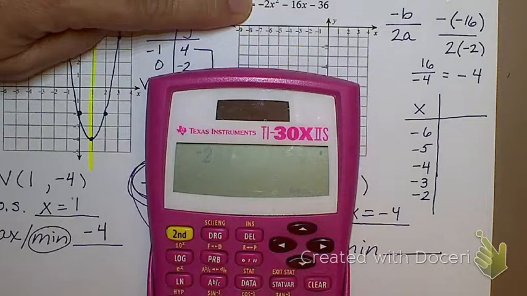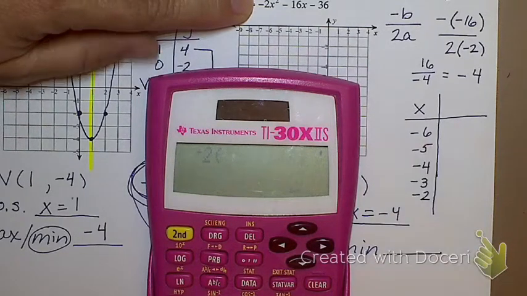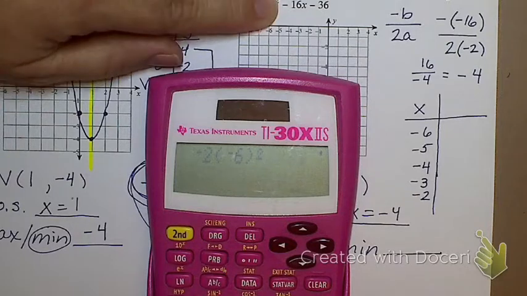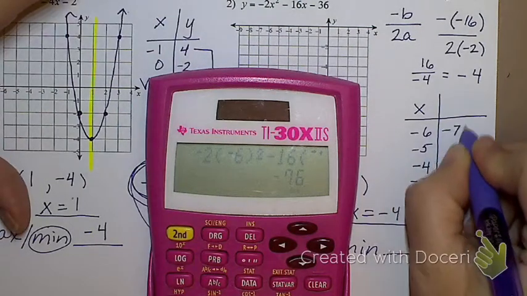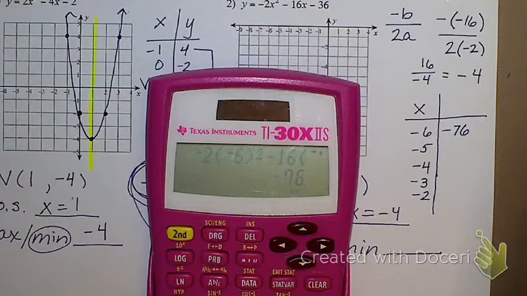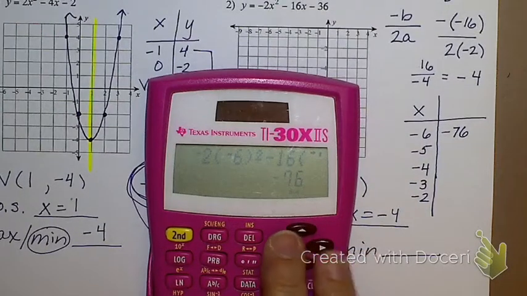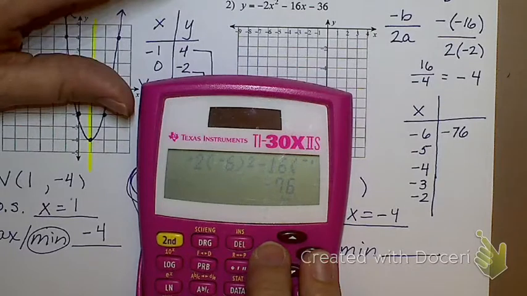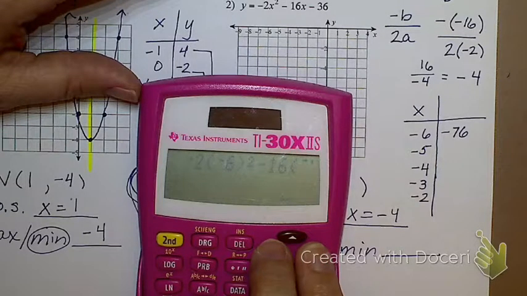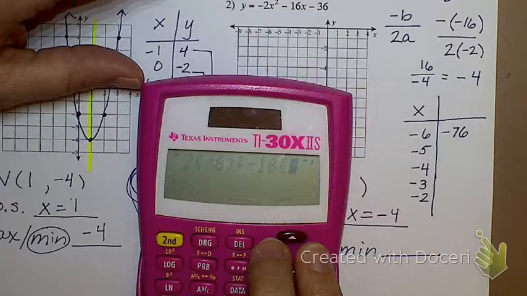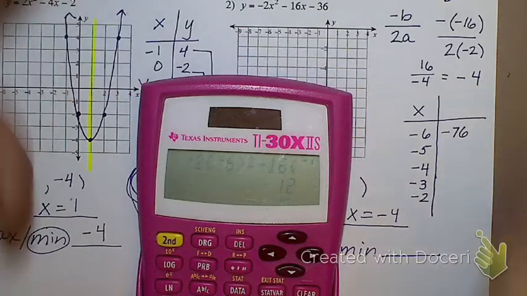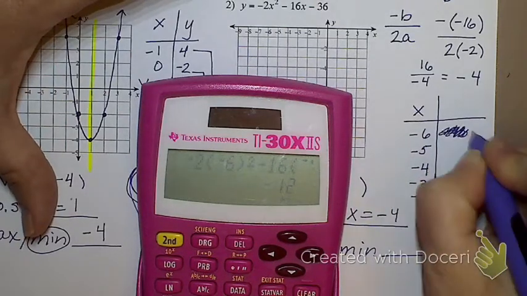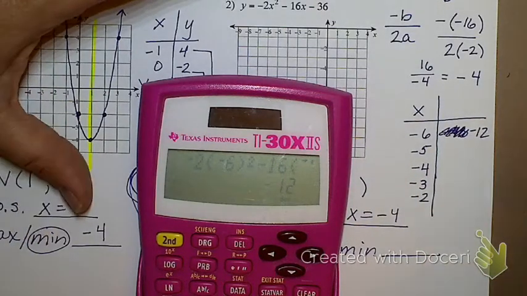Negative 2, parentheses. I'm going to start off with negative 6 squared minus 16, parentheses, negative 6, minus 36, and I get negative 76. Holy crummy, that's really big. Let's make sure we did it right. You got negative 12? Same. Did I type something in wrong? Oh, well, I made that a 2 instead of a 6. That changes things. How about that? Negative 12. There we go. It makes sense to type in your numbers right, correct?